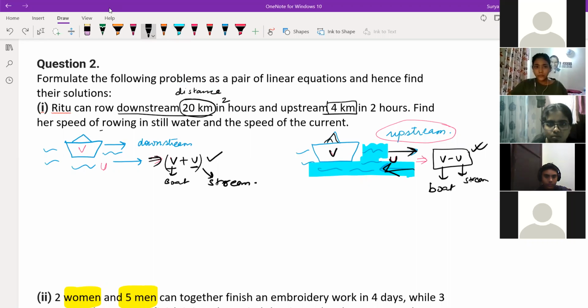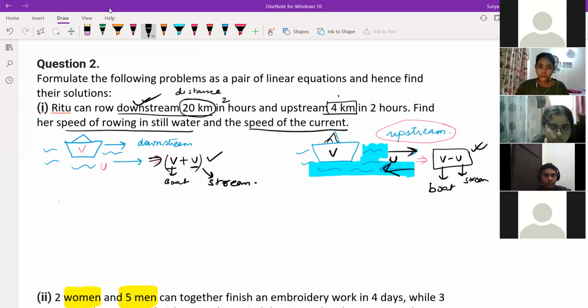Rutu can row downstream 20 km in 2 hours. See, distance is given and time is given, right? Here also distance is given, upstream 4 km in 2 hours. Find her speed of rowing in still water and the speed of the current. Speed of the current means speed of the stream. Rowing means the speed of the boat. So U and V you should write.